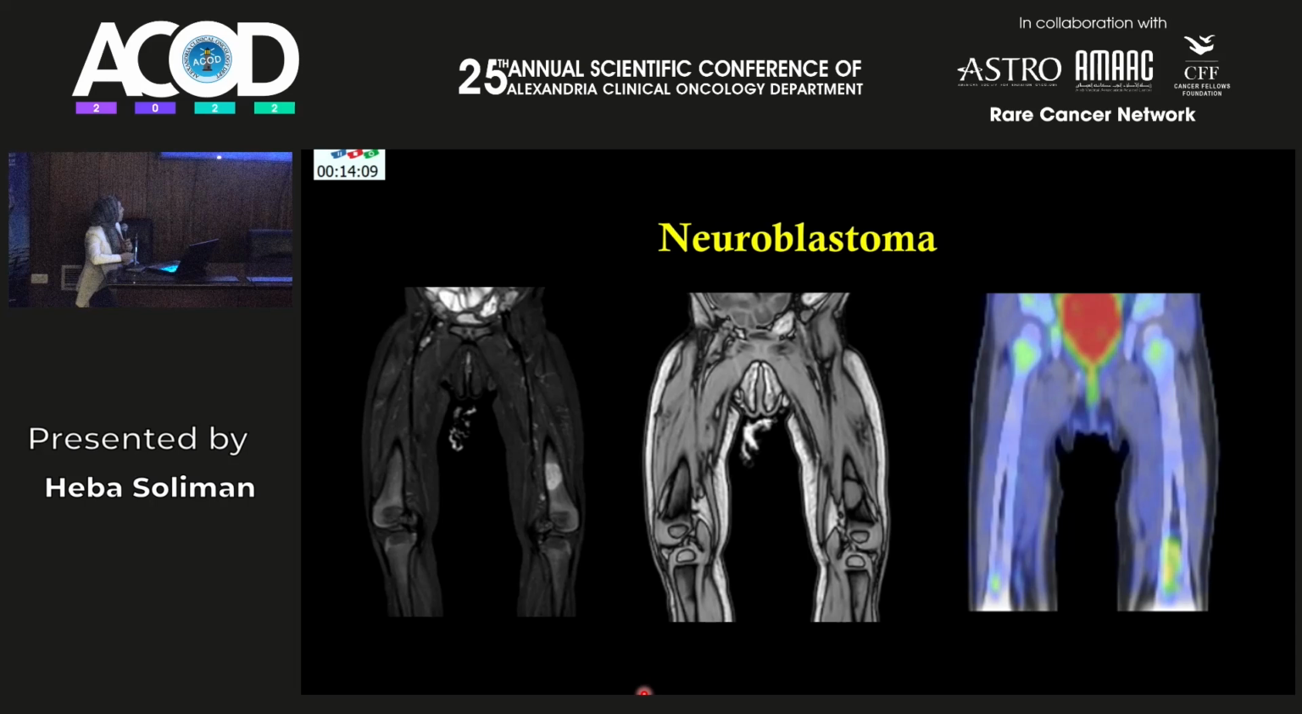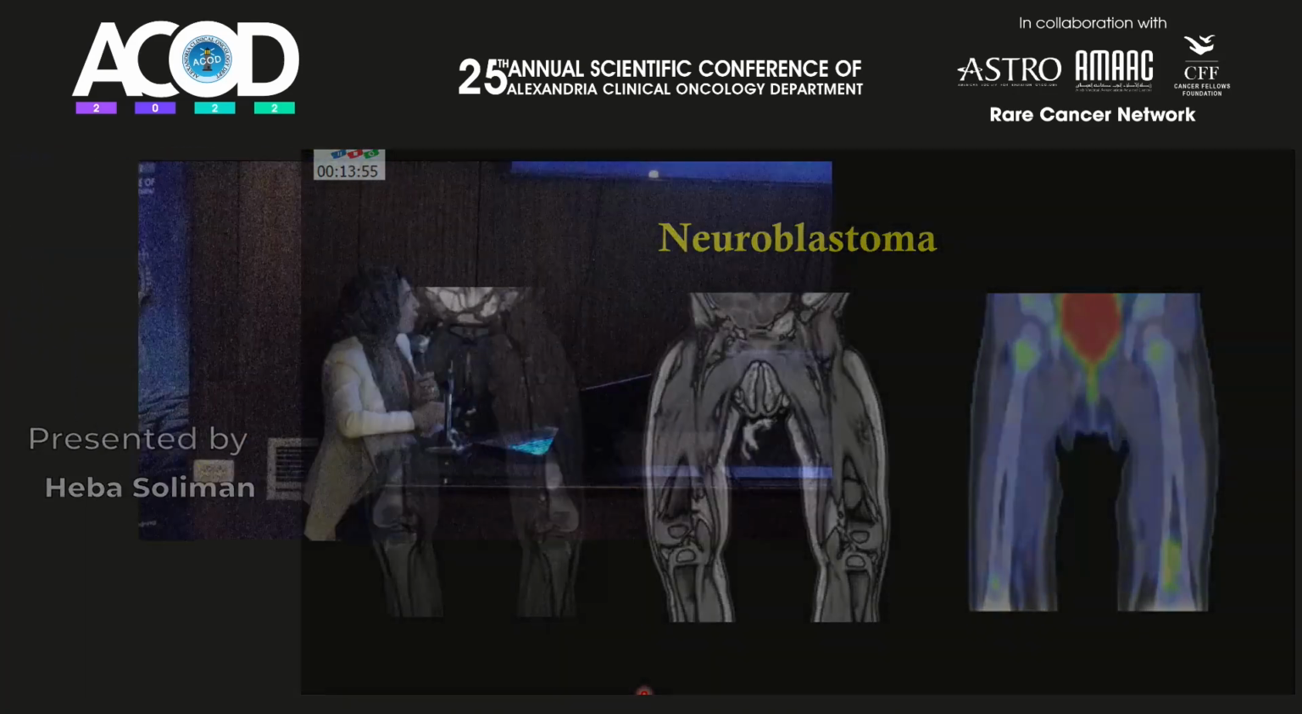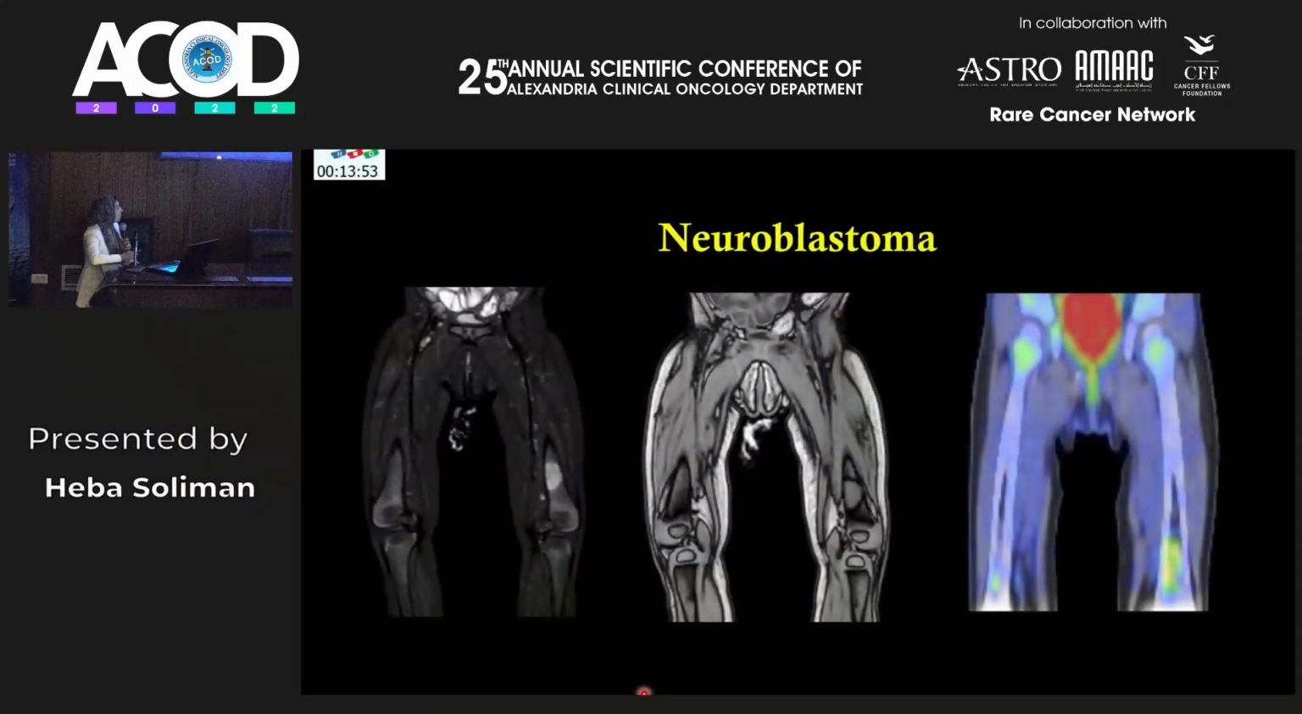This is a case of histopathologically proven neuroblastoma. This is a coronal STIR image of the lower limbs showing focal bone marrow infiltration. This is a T1 out of phase confirming its metastatic nature. And this patient underwent, at the same time, PET-CT just afterwards, confirming the lesion.